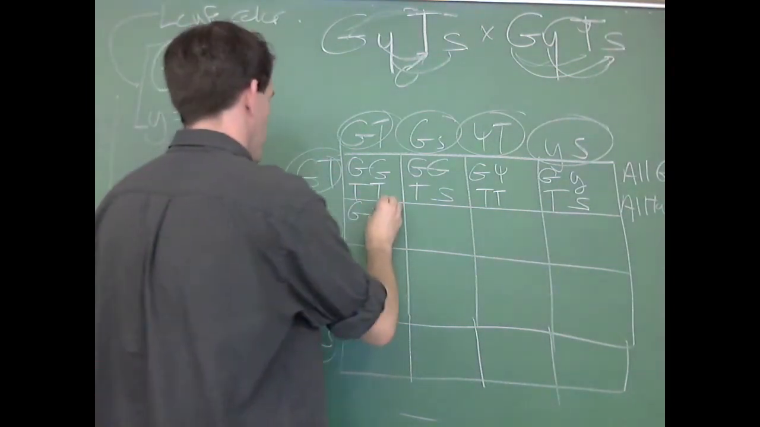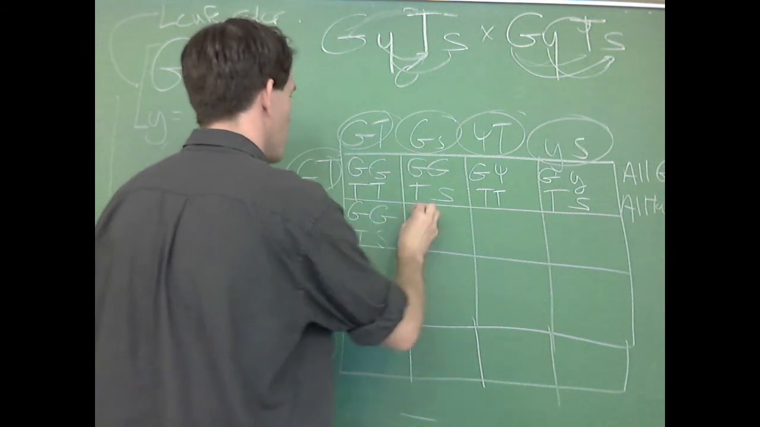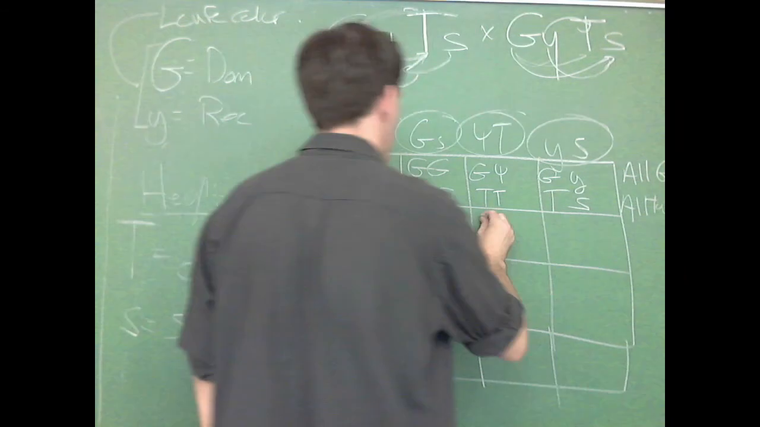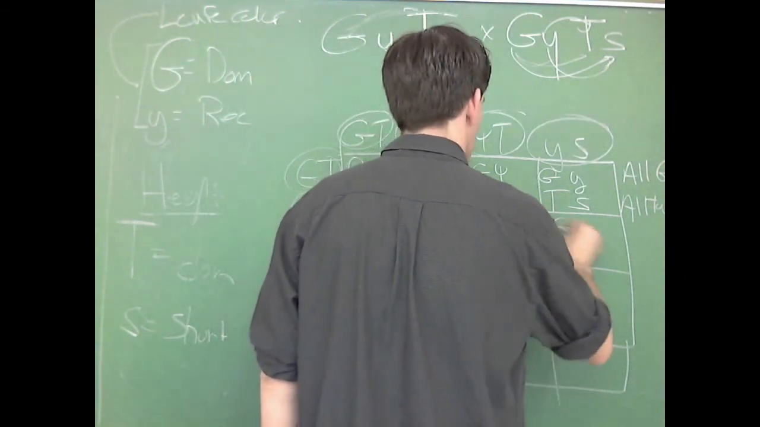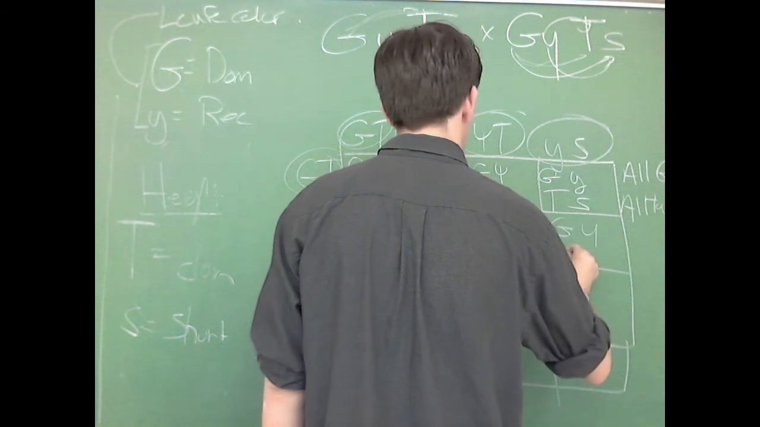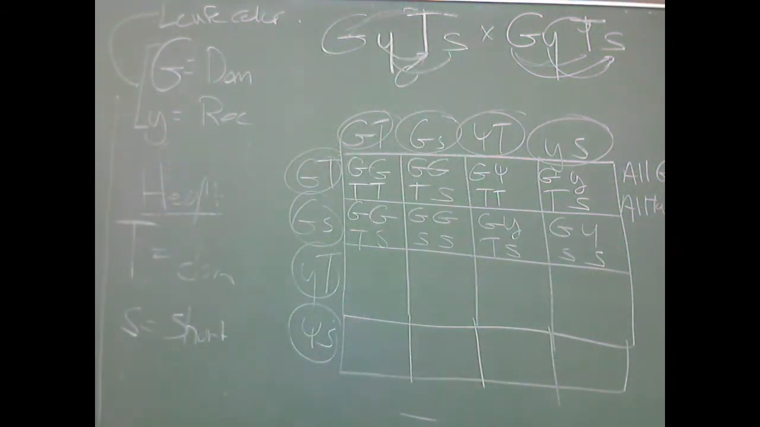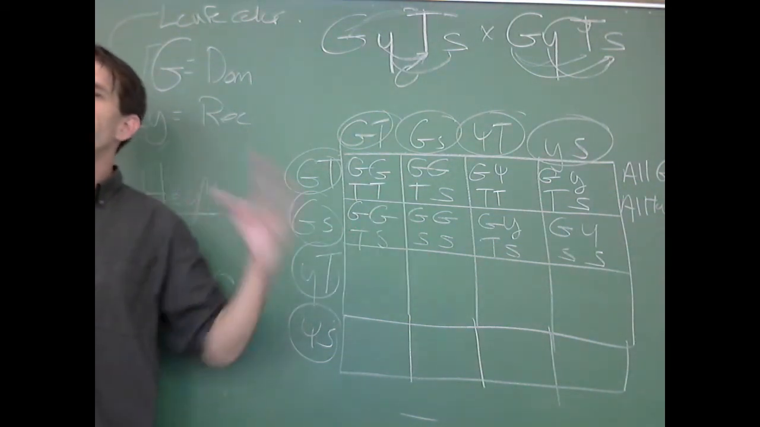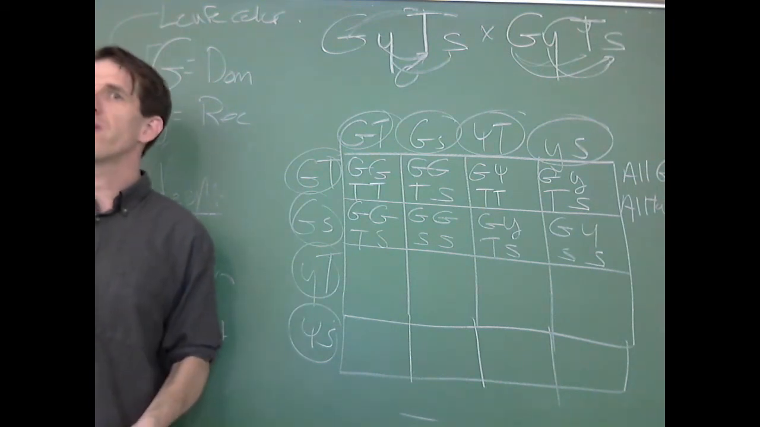Green, green, green, tall, short, green, green, short, short, green, yellow, tall, short, green, yellow, short, short. One thing I'm doing here, why am I putting one letter first and the other one? If you have two different alleles, you always put the dominant allele first.